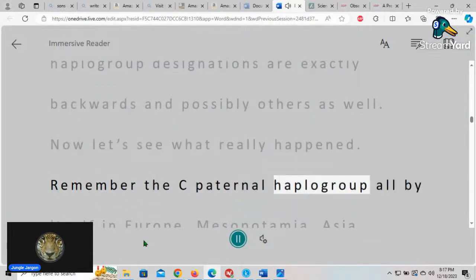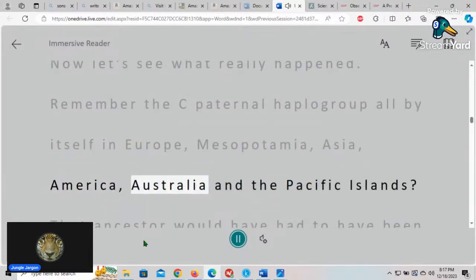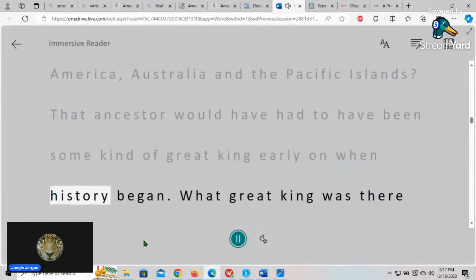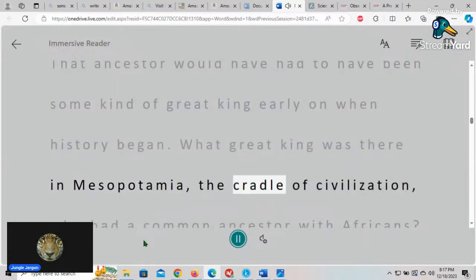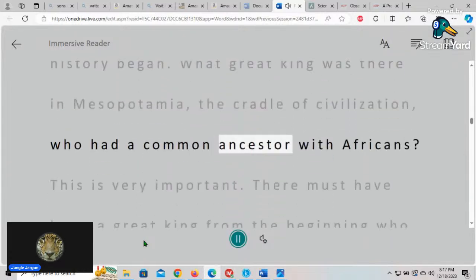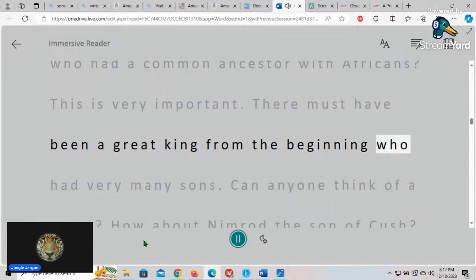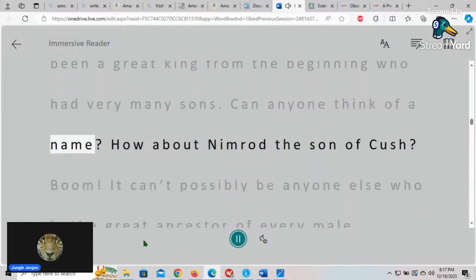Remember the C paternal haplogroup all by itself in Europe, Mesopotamia, Asia, America, Australia, and the Pacific Islands? That ancestor would have had to have been some kind of great king early on when history began. What great king was there in Mesopotamia, the cradle of civilization, who had a common ancestor with Africans? This is very important. There must have been a great king from the beginning who had very many sons. Can anyone think of a name? How about Nimrod, the son of Cush?